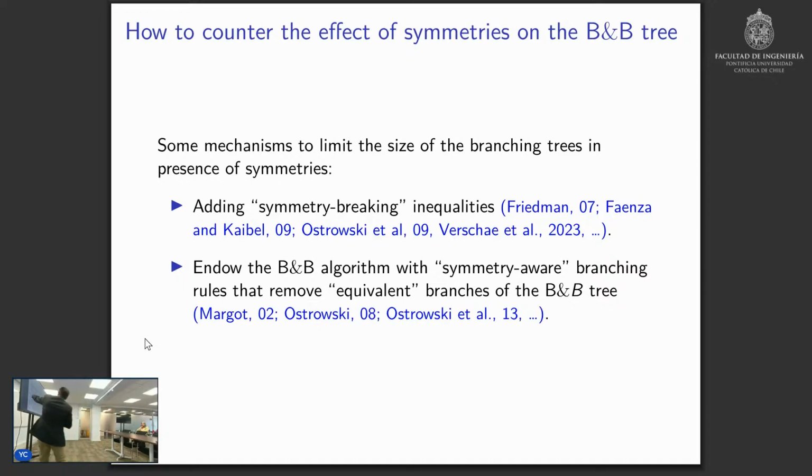And then the other class of methods is making the branch and bound algorithm symmetry aware. Basically, it helps you with that clever branching. So what I mentioned before, this idea of just exploring one part of the tree and forgetting about the other part, corresponds to the techniques that I mentioned here. Okay.